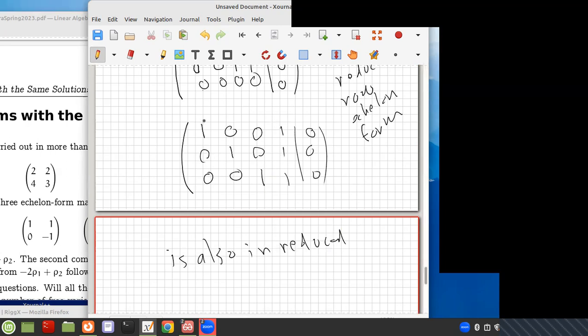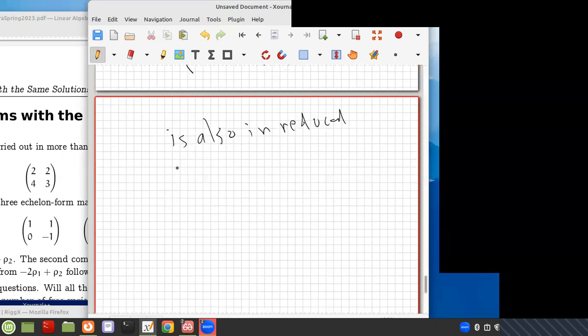Because this is like X, Y, Z, and W. So X, Y, and Z are leading, so they'll have to have zeros everywhere else. And this is a free variable, so they have constants.